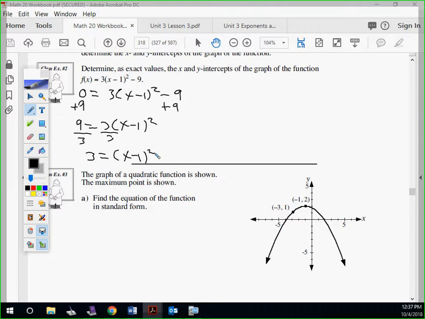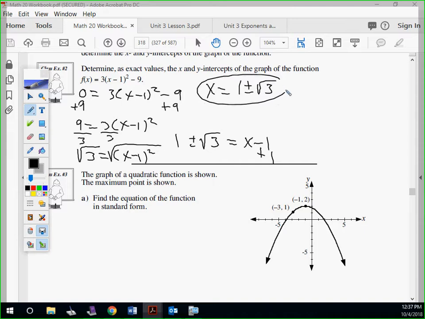Okay, then we're going to square root. So then we get root 3 equals x minus 1. And the last thing we're going to do, remember, it's plus or minus root 3. We're going to add the 1. So x equals 1 plus or minus root 3 is your x-intercepts.